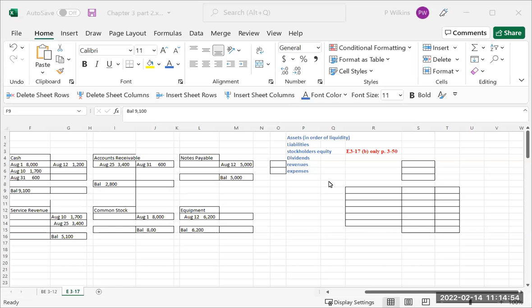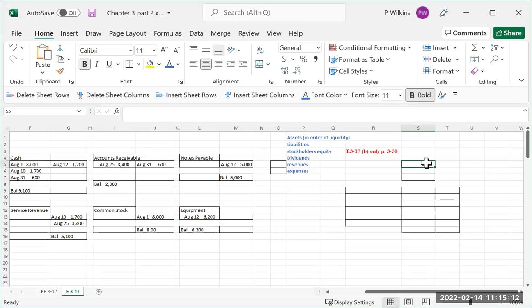Okay, so we are now doing part B of exercise 317. And part B is to create the trial balance. I think it formally says in the book, prepare a trial balance at August 31. So we are going to prepare the trial balance.